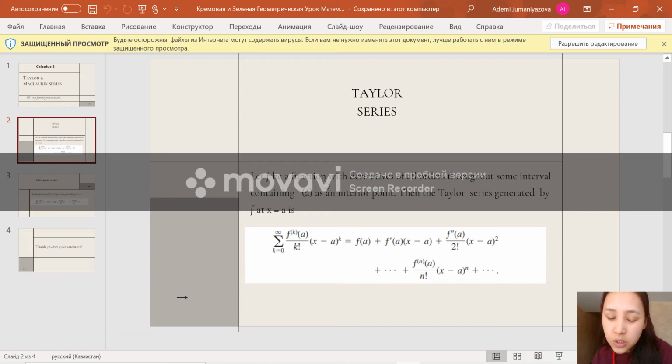Let f be a function with derivatives of all orders throughout some interval containing a as an interior point. Then the Taylor series generated by f at x equal to a, and the formula will be like this. Let's try to solve one example.